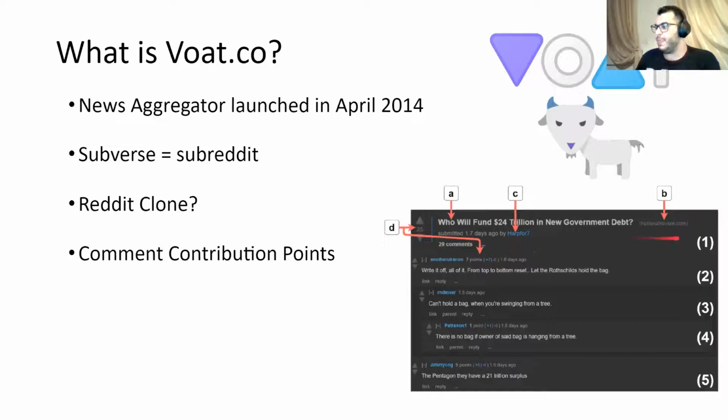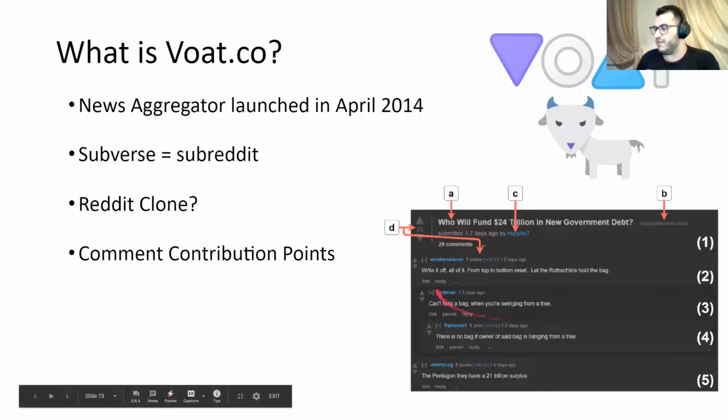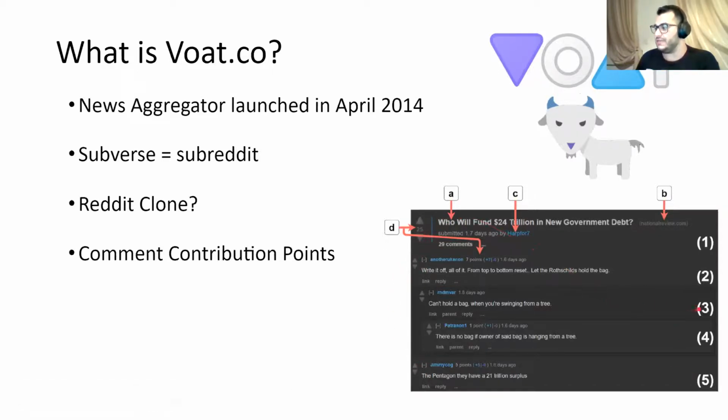So number one here is the submission post. Number 2 and number 5 are direct comments on the submission, and number 3 is a child comment to 2, and number 4 is a child comment to 3, and a grandchild to comment 2.